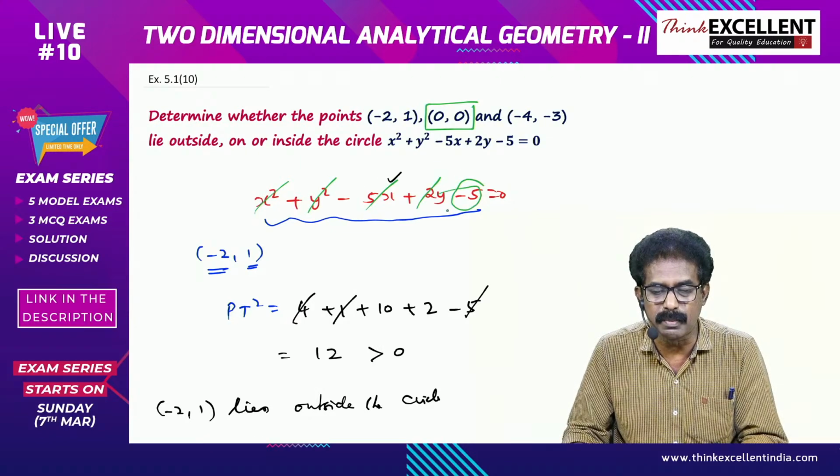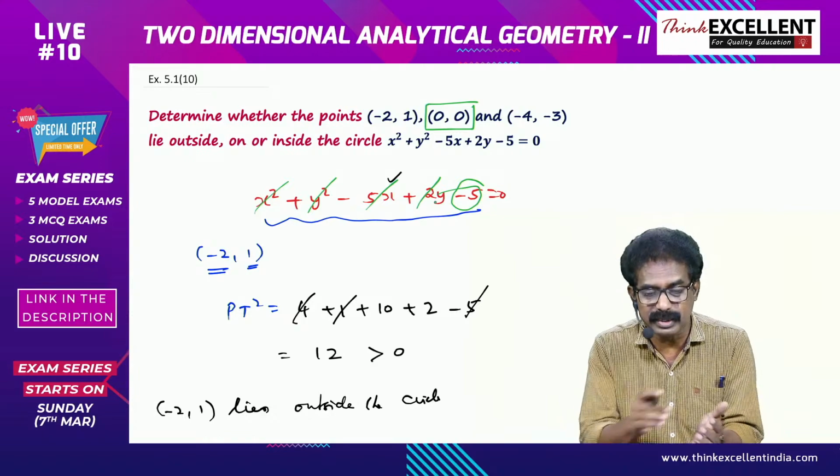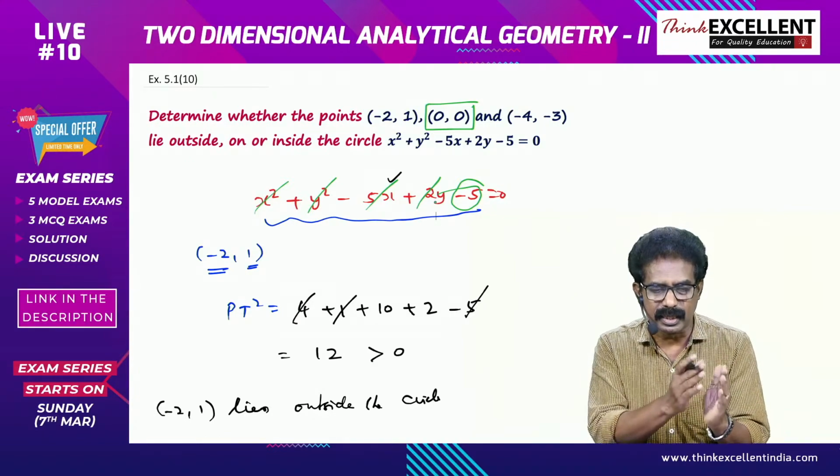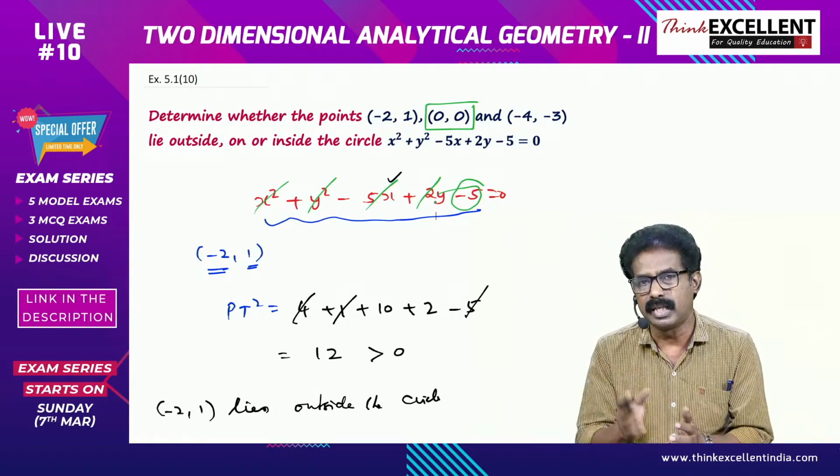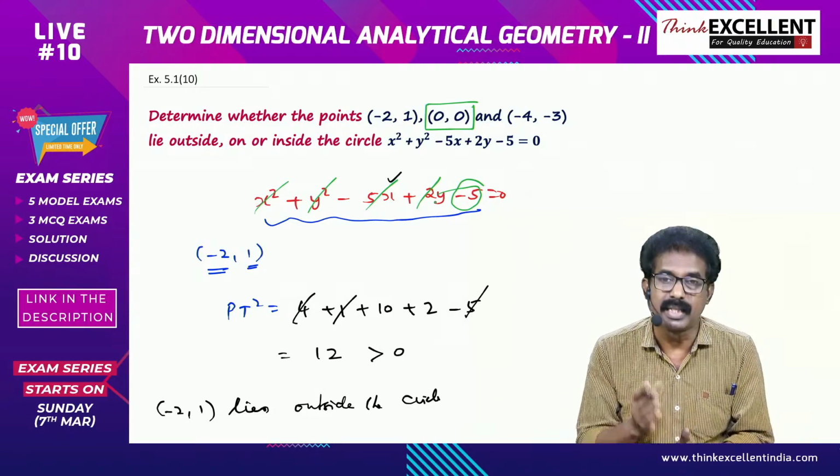You are getting only -5. Negative, right? You must write all the steps. PT square equals, for x put 0, for y put 0, everything is 0 except the last constant, -5. Less than 0, negative, what do we say? It lies inside the circle.